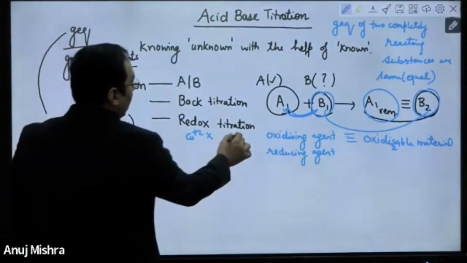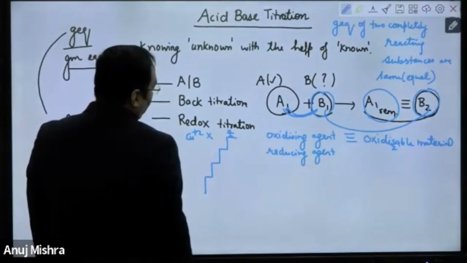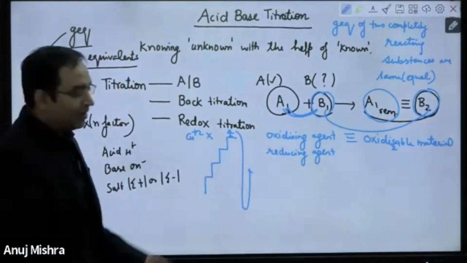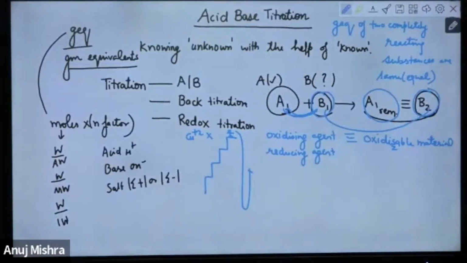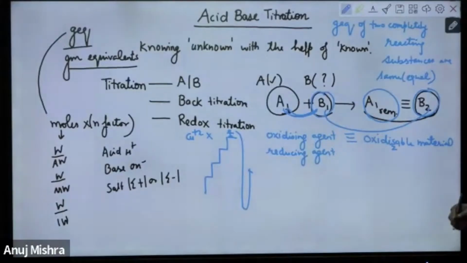So it's like a person standing on the top floor of a building, and you're asking him to go up. The only way is to go down. Can't go up. Is that clear? There's no option of going up because it's already on the top. So oxidizable material is required for an oxidizing agent, and similarly reducible material is required for a reducing agent.